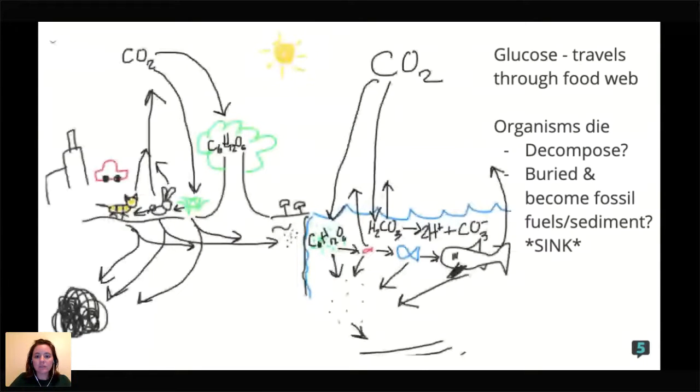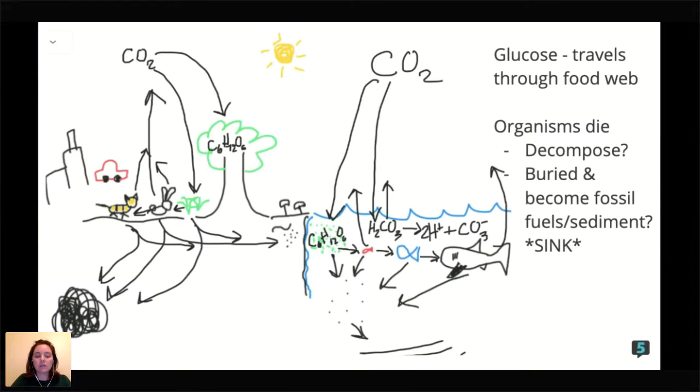All right, we talked about the organisms dying and decomposing. Those decomposers are also doing respiration, cellular respiration, so they are also emitting carbon dioxide back out into the atmosphere. When organisms die and they are not fully decomposed, especially with plant matter, that can be buried and they can become fossils. Or if the conditions are just right, then they could become fossil fuels like coal or oil or natural gas.